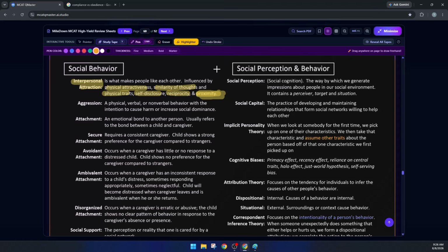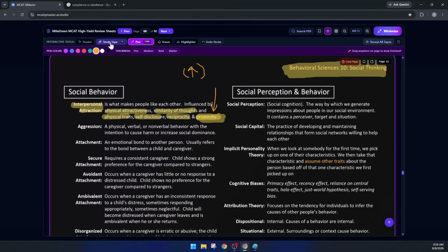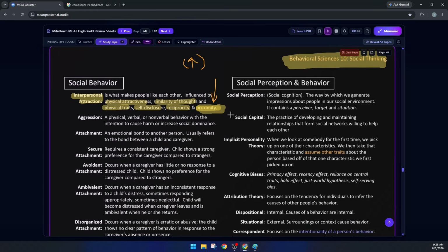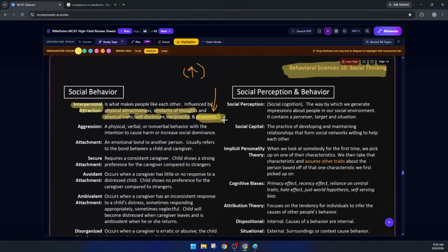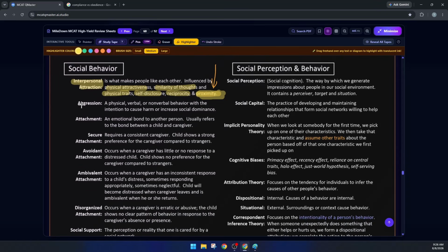They say that if you live closer to someone, the more likely you are to have a better, stronger relationship with that person. It happens in all forms of relationships, whether friendships or romantic relationships. One of the biggest indicators of strong interpersonal attraction, in all types of relationships, is proximity. How close you are geographically to that person is a big indicator of how close you could be. Aggression is physical, verbal, or nonverbal behavior with intention to cause harm or increase social dominance.